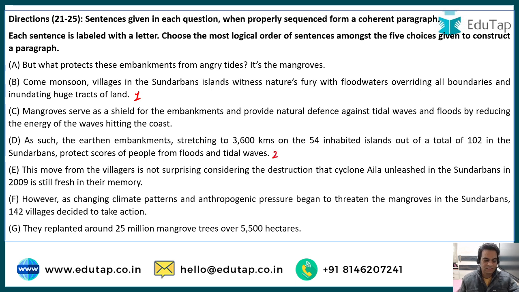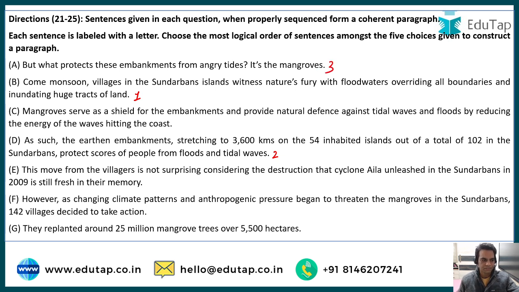Then, as such, the earthen embankment stretching to 3,600 kilometers on the 54 uninhabited islands out of a total of 102 in the Sundarbans protect scores of people from floods and tidal waves. So D is the second statement, and then it should be A. But what protects these embankments from angry tides? Is it the mangroves? So that is the question that they are asking.